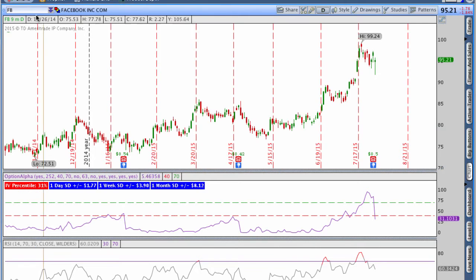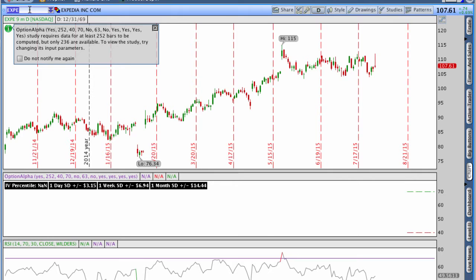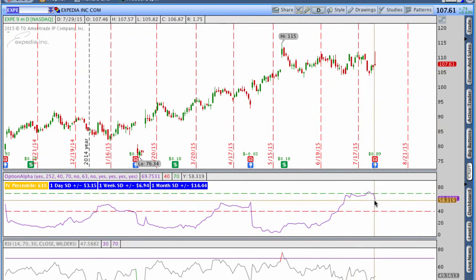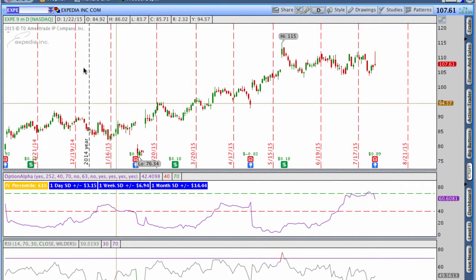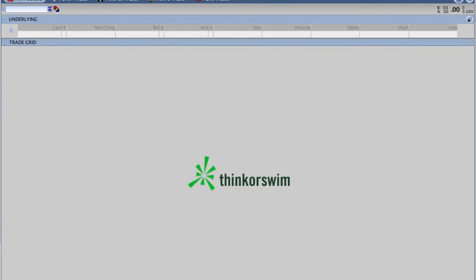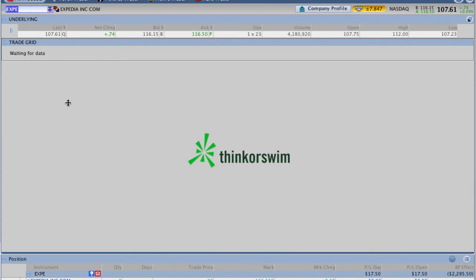And again, EXPE had really good implied volatility. Not crazy high, but it was up in the 61st percentile and definitely high for its historical range. So again, what we're trying to do is just sell options far out of the money on either end.